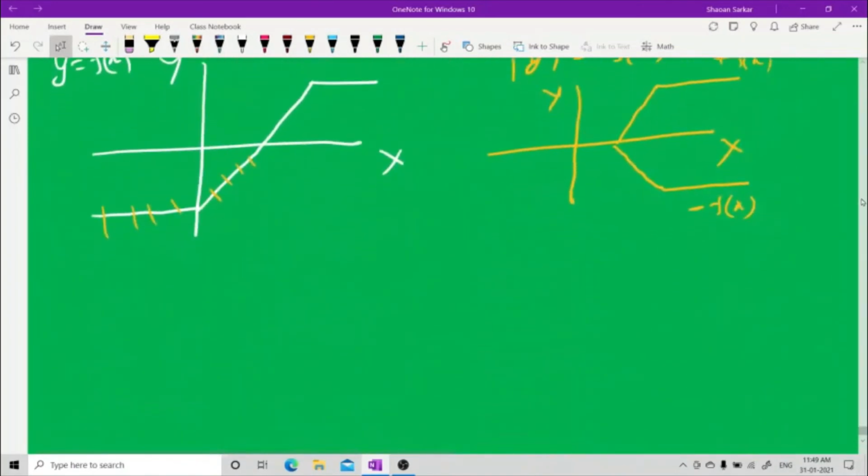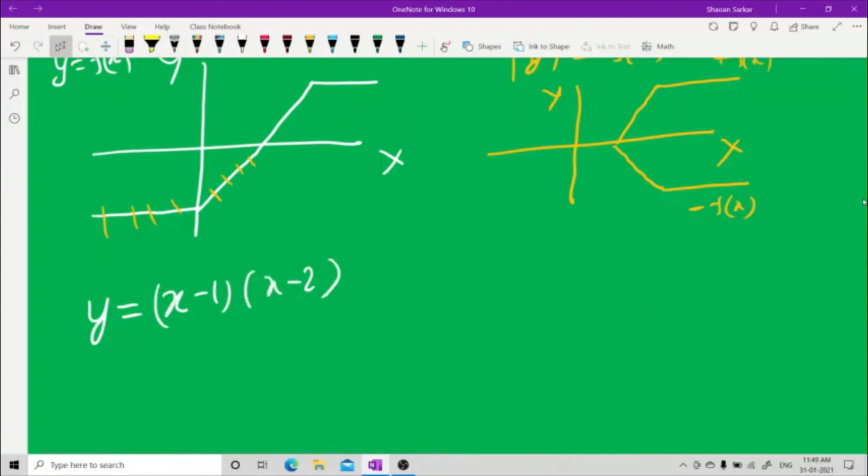Let me take one more example. Say y equals (x minus 1)(x minus 2). This is a parabola basically of this form. This is your x-axis, this is your y-axis, and some type of parabola is here. I'm drawing it for you. You will neglect the f(x) portion which is less than 0. This portion will be neglected.